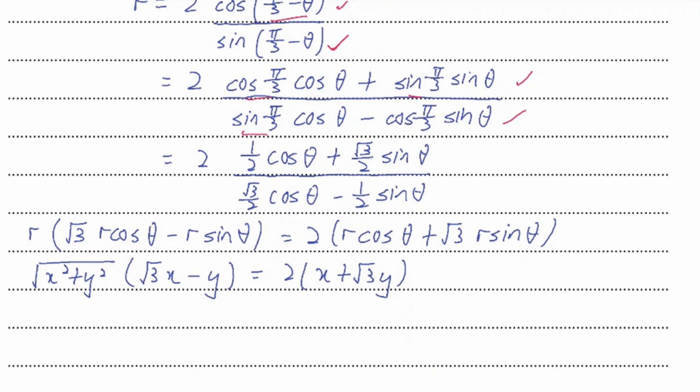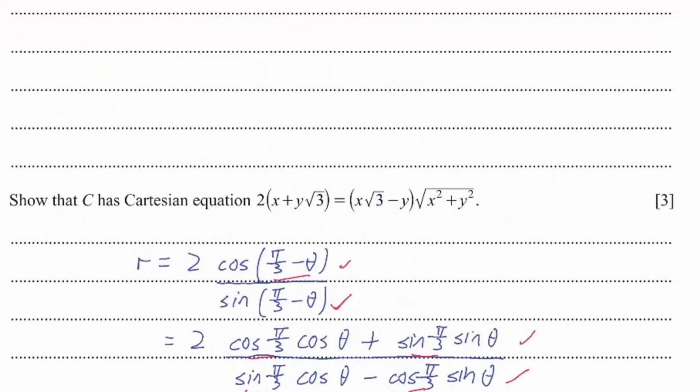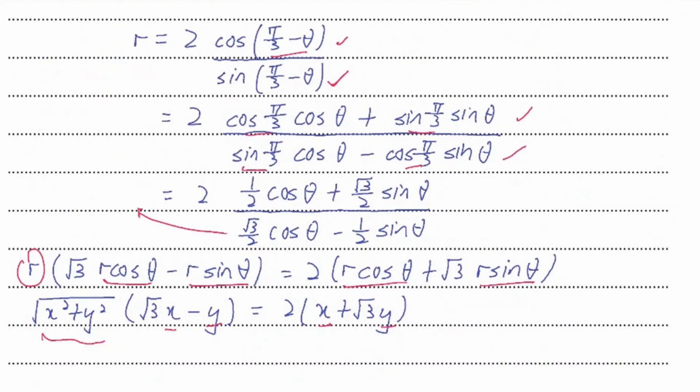Then evaluate the cos and the sine of pi over 3. We have the 2 there. After that we could multiply, tidy up and bring this denominator up, and this is what we have. From here we are already able to see that all the r cos theta is x, all the r sin theta is y, and r itself is the square root of x squared plus y squared. So with this, we are able to show that this is the equation.